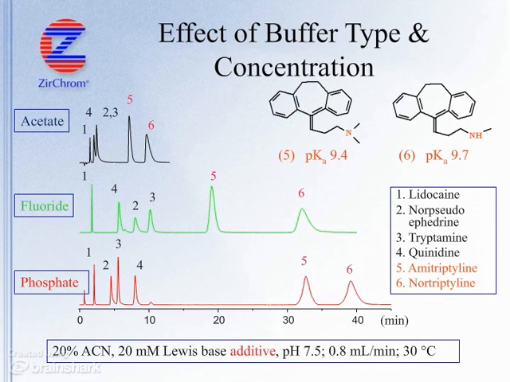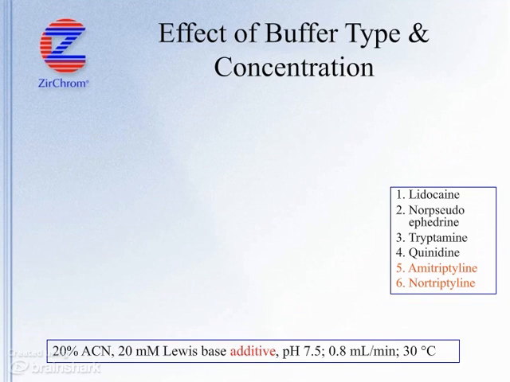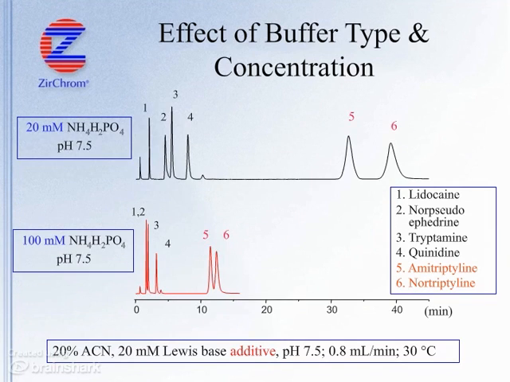As the predominant mode of separation is now ion exchange, the separation can then be further refined or tuned by adjusting the ionic strength of the mobile phase. Here, in the top chromatogram, we show the 20 millimolar phosphate condition from the previous slide, and in the bottom chromatogram, we increase the ionic strength to 100 millimolar phosphate.